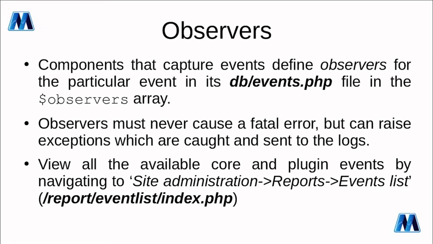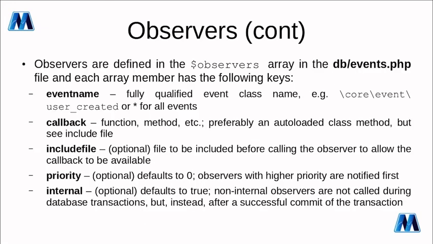Observers are defined in an observers array, as I said, in the events.php file, and each of the array members has the following keys. So each item in the array has the following keys. It's got the event name that you're trying to capture. So it will be the fully qualified event class name, or you can have a star for all events.